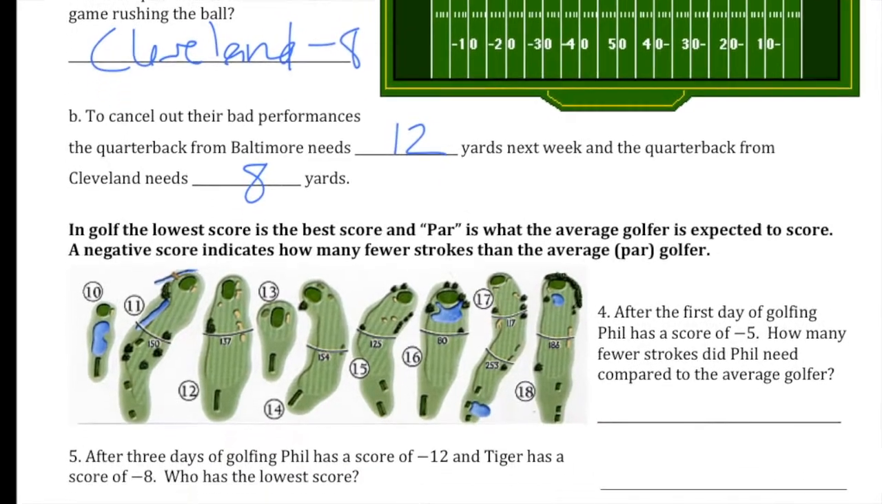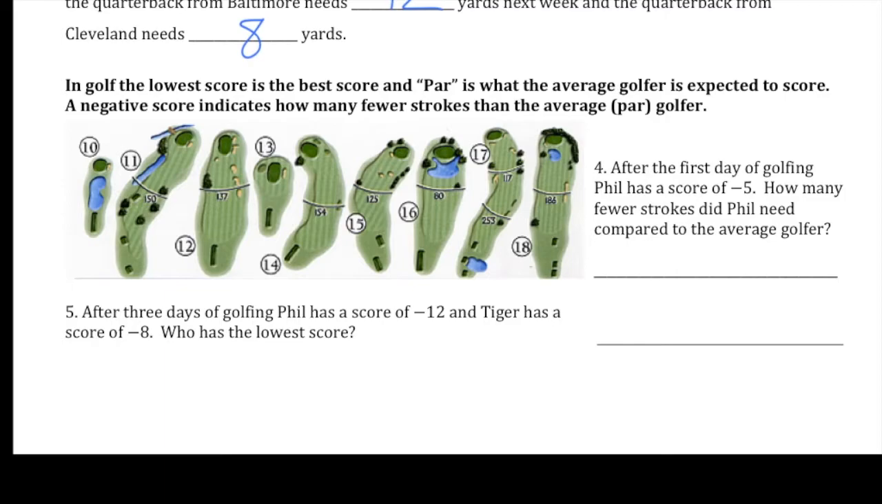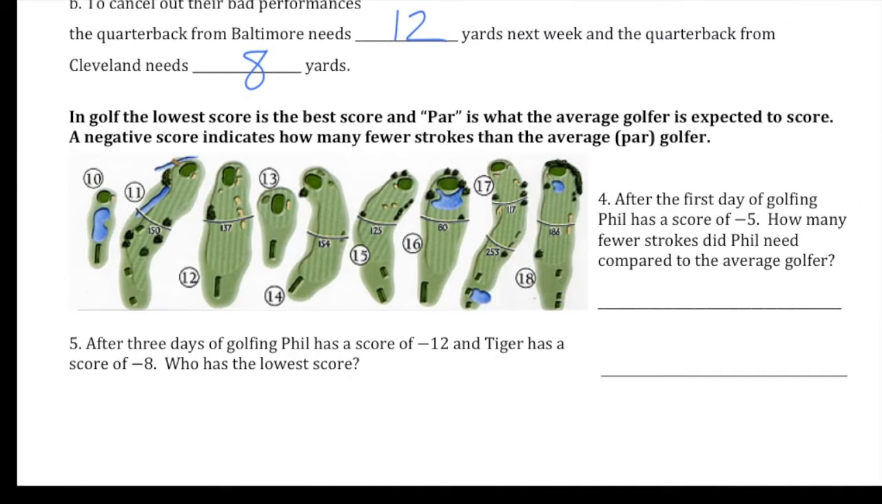Okay, so let's take a look at golf. If you know a little bit about golf, par is what average is, and so the scores are evaluated as above and below average. So after the first day of golfing, Phil has a score of negative 5. How many fewer strokes did Phil need than the average golfer? He needed 5 fewer strokes.